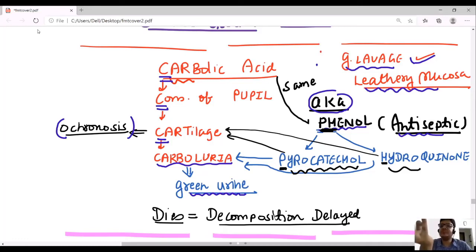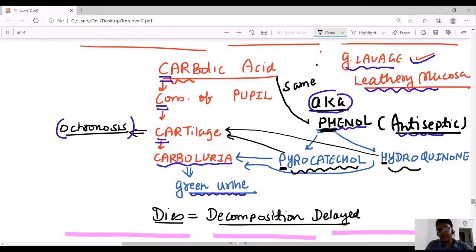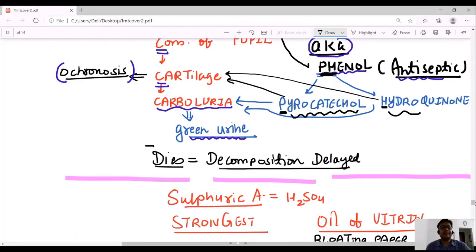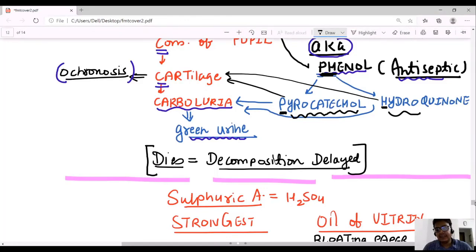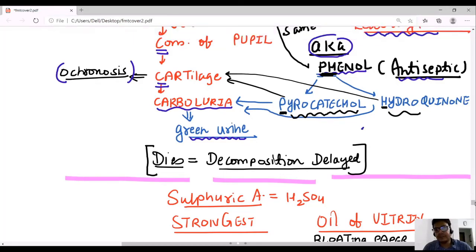Cartilage deposition is known as ochronosis. Carboluria is green color urine. Why is carboluria seen? Because phenol or carbolic acid in your body forms two metabolites, pyrocatechol and hydroquinone. And as I told you, phenol is an antiseptic. So if a person dies due to phenol or carbolic acid, decomposition will be delayed.